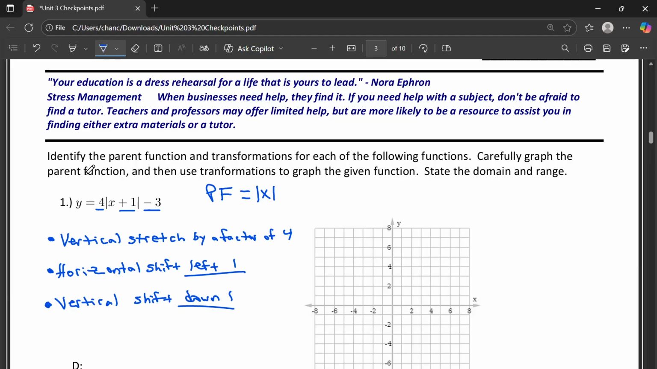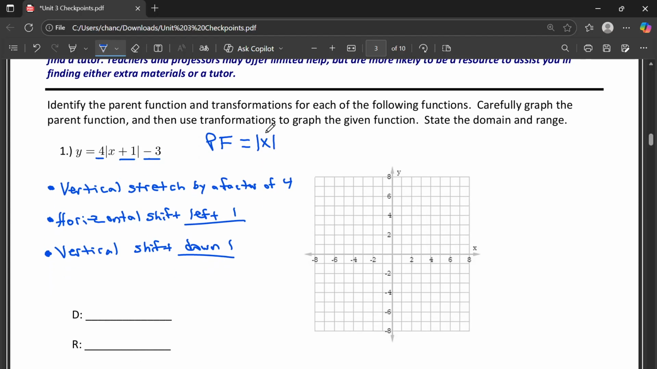Carefully graph the parent function and then use the transformations to graph the given function. So let's see if I can graph this function correctly. The parent function absolute value of x should make a perfect V. I'm going to start by dotting it out.